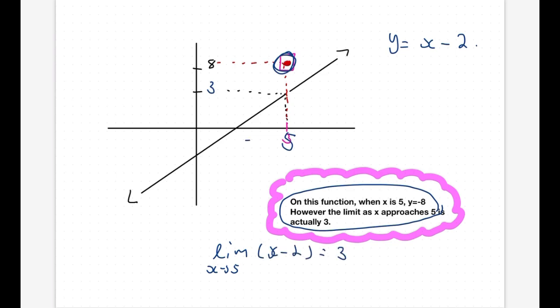We can see that the closer x gets to 5, this graph gets closer and closer to a y value of 3. It's just that its value at 5 is 8. So on this function, when x is 5, y is 8. However, the limit as x approaches 5 is actually 3.